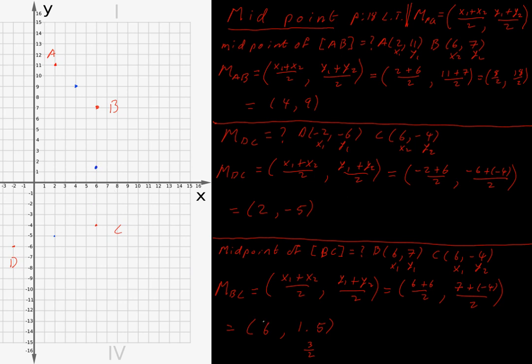So that is my different values for my midpoint. This would be the midpoint of AB. This would be the midpoint of BC. And this would be the midpoint of DC. And again, these are the coordinates of points that are halfway between, or in the middle of, two other points. And that's what we need for now.